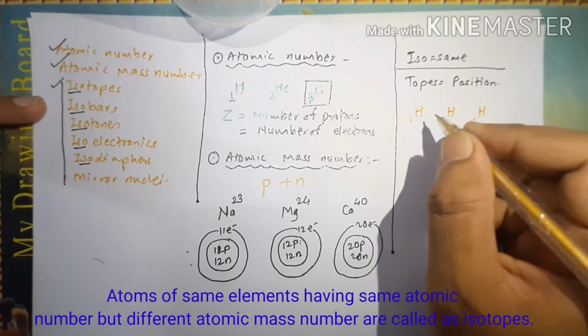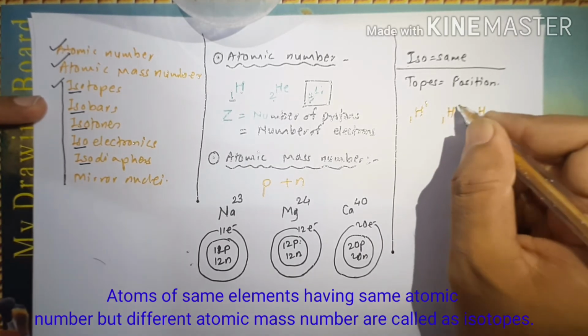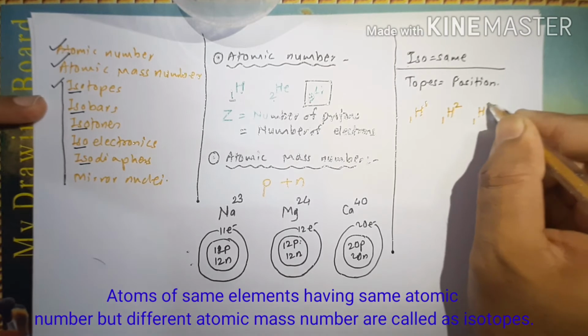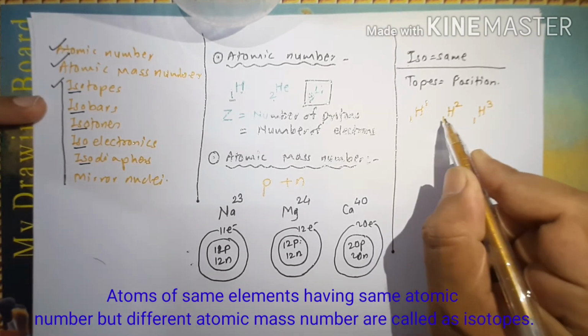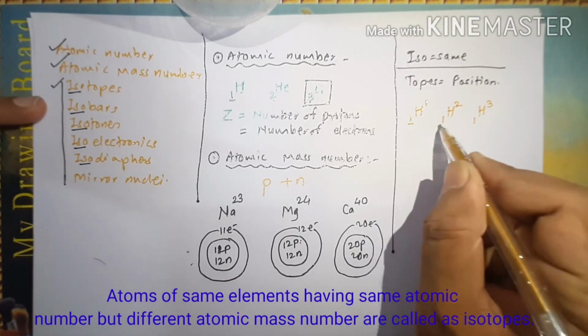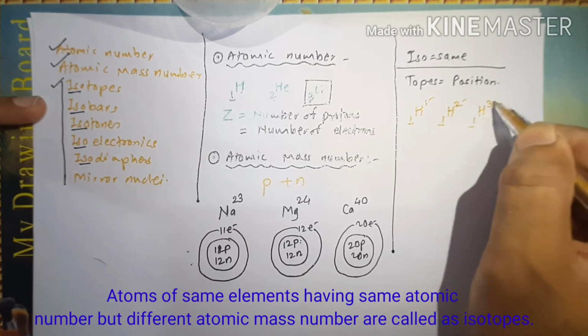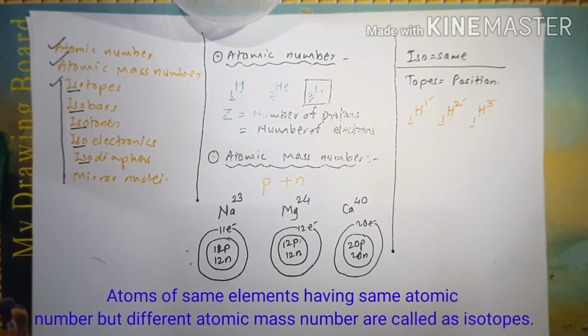Hydrogen has atomic number 1 and atomic mass number 1. Another hydrogen atom has atomic mass number 2, and one more atom has atomic mass number 3. We call them protium, deuterium and tritium. These are the isotopes having the same atomic number but different atomic mass numbers. So many characteristics we may state about them.